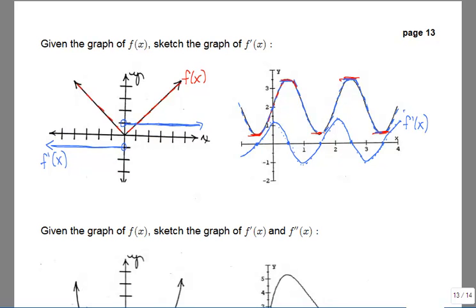Are they starting out positive or are they starting out negative? And then are they getting more steep or less steep? Are they getting closer to horizontal or more and more vertical? Okay? Let's try it again.